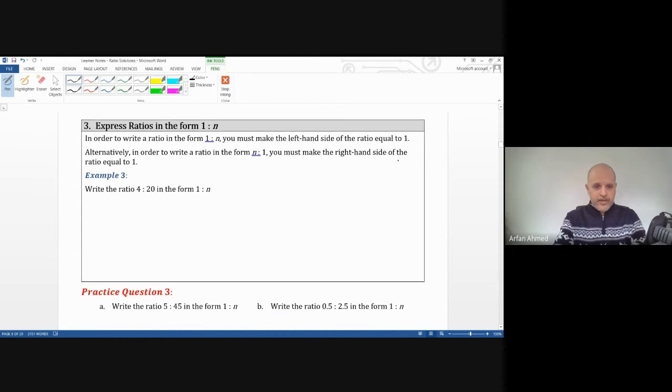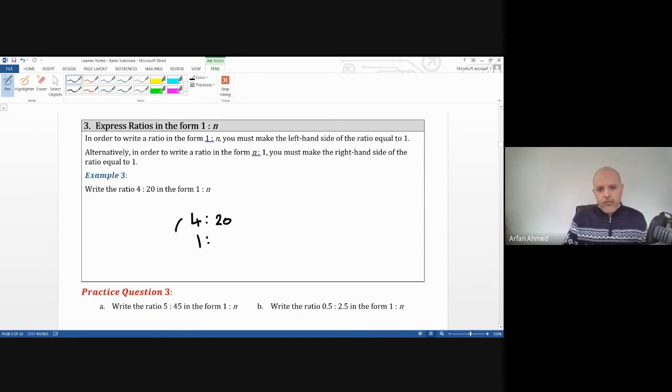So let's have a look at this example. Write the ratio 4 to 20 in the form 1 to n. Well, n is just the unknown. That's the way I think of it. It could be anything. So we want to write 4 to 20 in the form 1 to something. We don't know what that something is. We need to fill in the blanks. If you write your ratio first, I think it's a lot easier. 4 to 20, we want 1 to something.